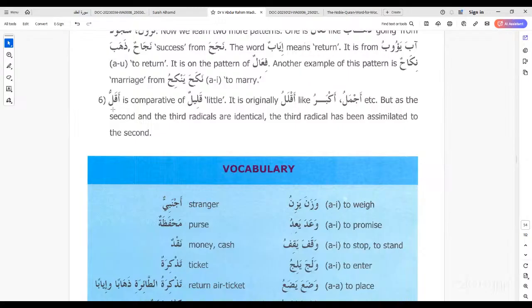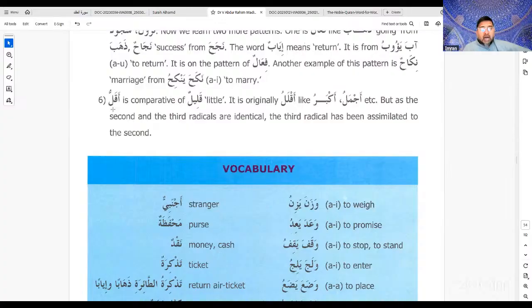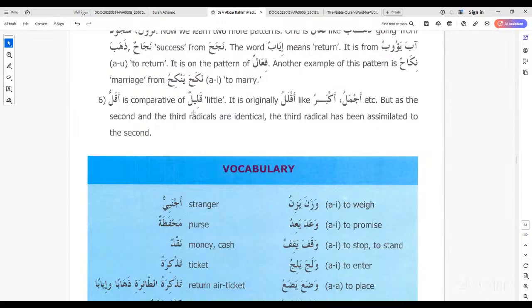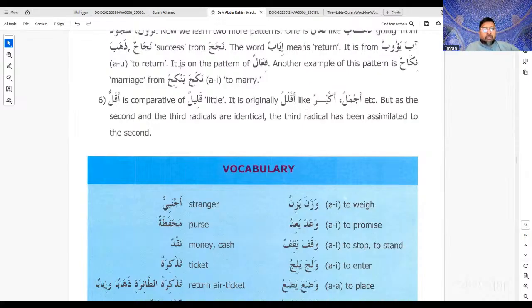Number 6, aqallu is the comparative of qalilun, little. It is originally aqlalu, like akbaru, ajmalu, etc. But as the second and the third radicals are identical, the third radical has been assimilated to the second. Excellent. So assimilate means joined together, and they put a shadda and made it aqallu. Excellent. Thank you.